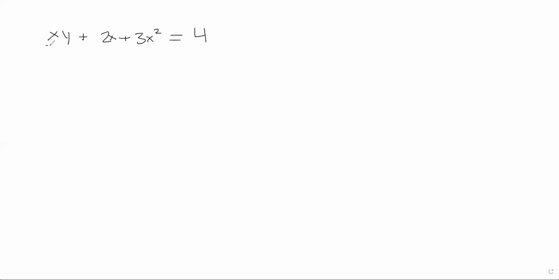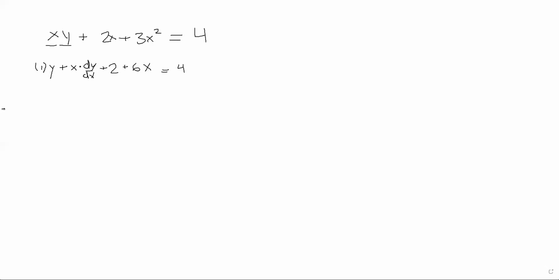So we're going to do the product rule to take the derivative of x times y. That would be the derivative of the first times the second. So the derivative of x is just 1 times the second, which is just y, plus the first, which is x, times the derivative of the second. And derivative of y, we're going to call that dy dx. Derivative of y with respect to x. Derivative of 2x, that's simple. That just becomes a 2. Derivative of 3x squared, that just becomes 6x equals 4.